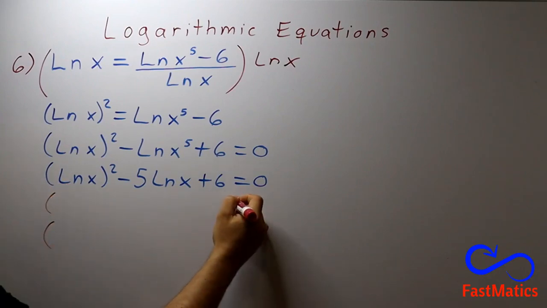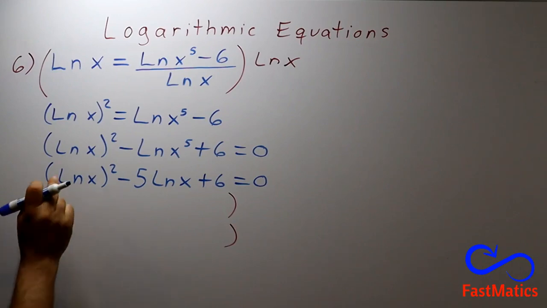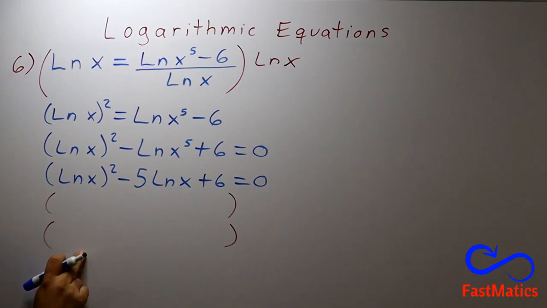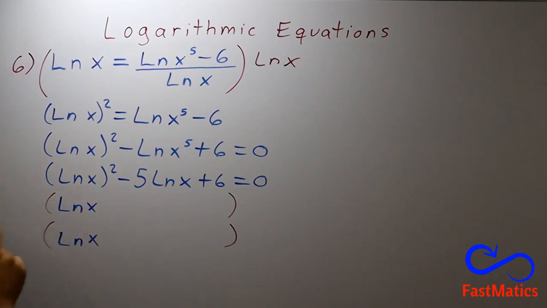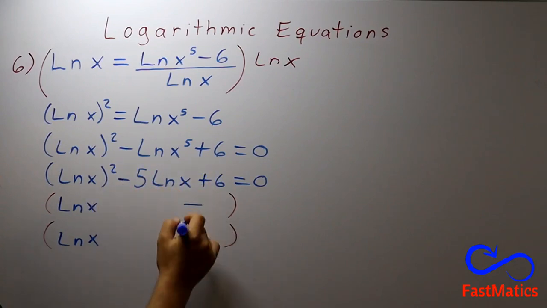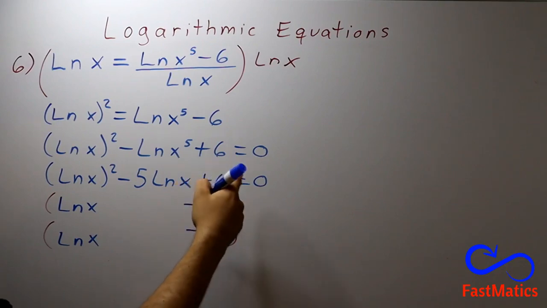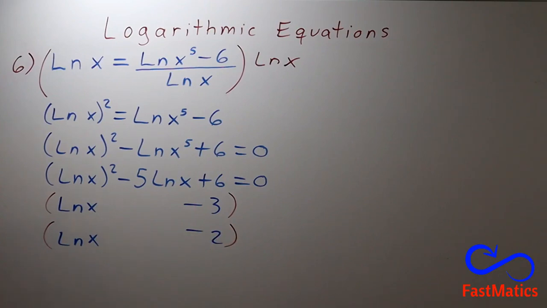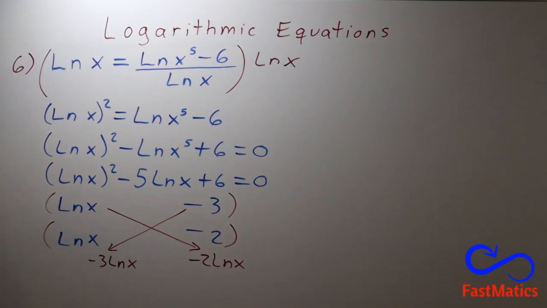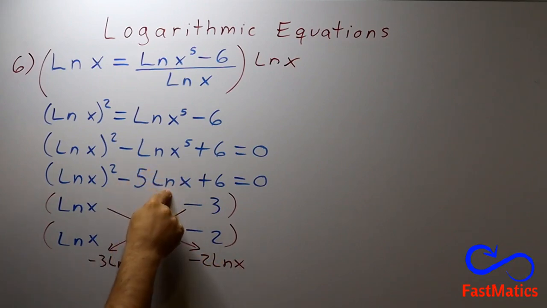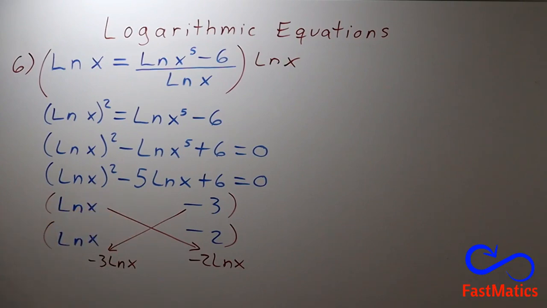Here I love factorization, so I will write an expression that multiplied by another expression gives me ln of x squared, that is ln of x times ln of x. The first sign always here, the multiplication of signs always here. And two numbers that multiply give me 6, 3 times 2. We are going to see if it is correct. Negative 3 times ln of x, negative 3 ln of x. Ln of x times negative 2, negative 2 ln of x. And negative 3 of something plus negative 2 of something is negative 5 of something. Yes, okay, it is well done.